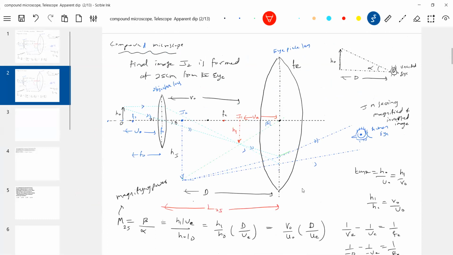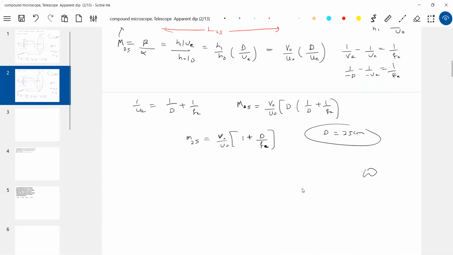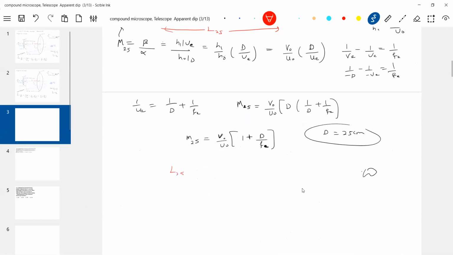Let me write L25. What should L25 be equal to? I think it should be V0 plus UE, no? Able to see this distance. You have to measure from here to here. So what is the distance? This will be V0 plus UE. So what is the length of the tube going to be?